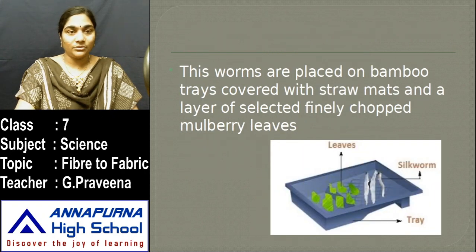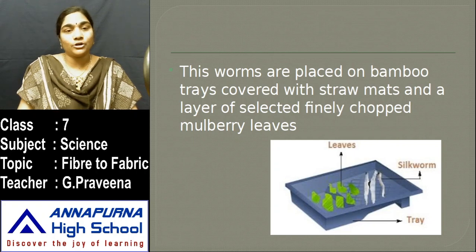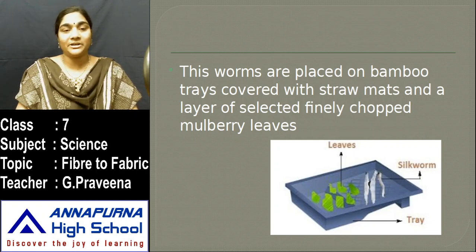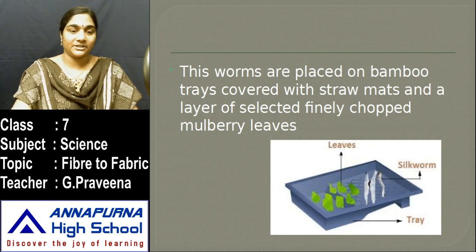Now these worms hatched from the eggs are placed on bamboo trays and covered with straw mats and a fine layer of selected, finely chopped mulberry leaves. The silkworm feeds completely on mulberry leaves. They eat the mulberry leaves and start secreting the fiber. So the silkworms hatched from the eggs are placed on the bamboo tray and fed with mulberry leaves. Now the caterpillar starts feeding on the mulberry leaves.